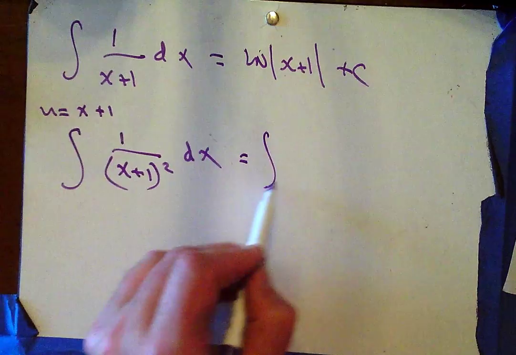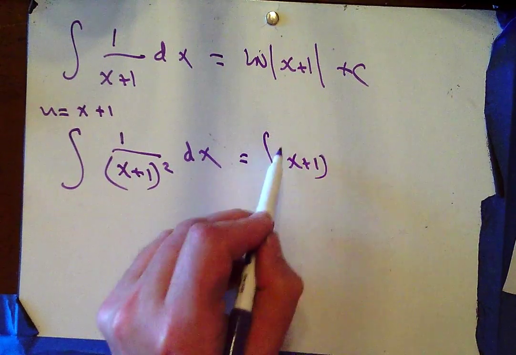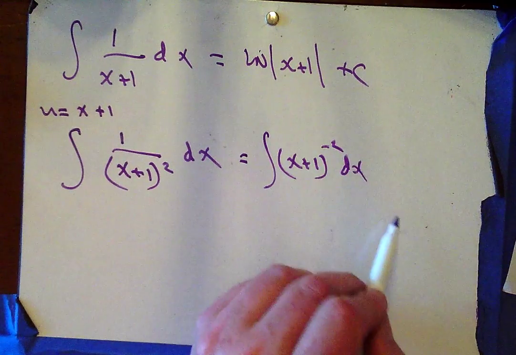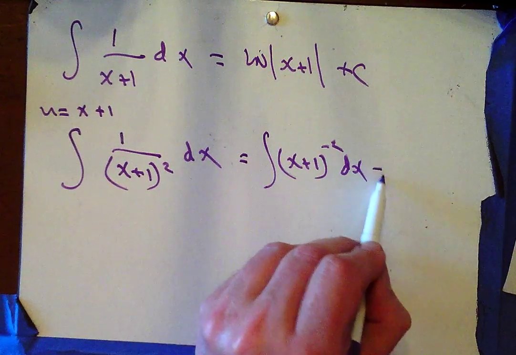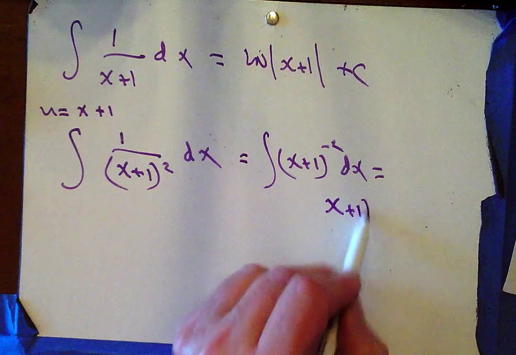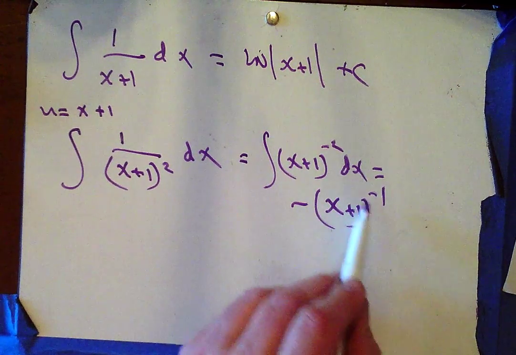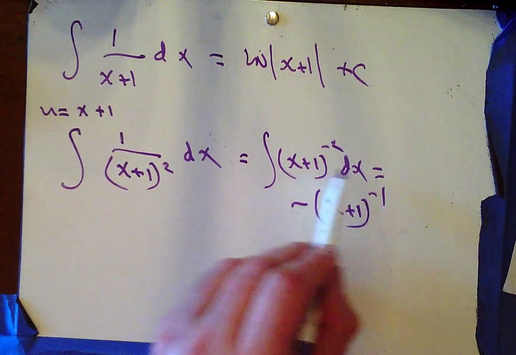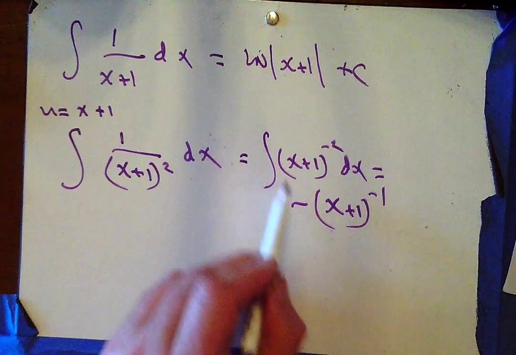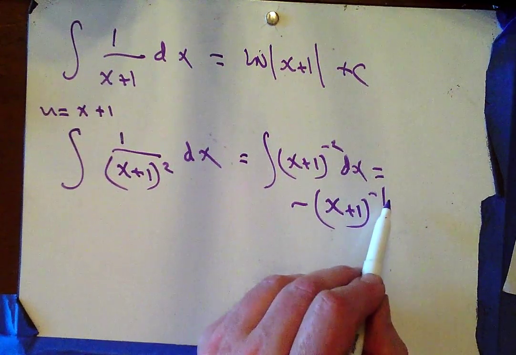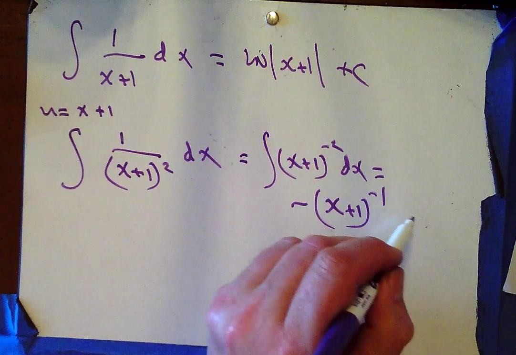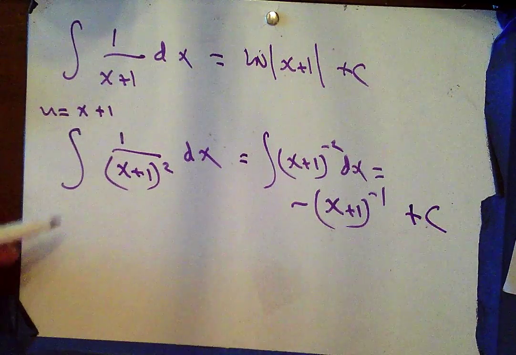Well, that's the same as x plus 1 to the minus 2. And the antiderivative of that is going to be x plus 1 to the negative 1 with a negative out front. Why? Because when I take the derivative of this and bring that negative 1 down, negative times negative is positive, and I subtract 1, and I've got that. So don't forget the plus c.